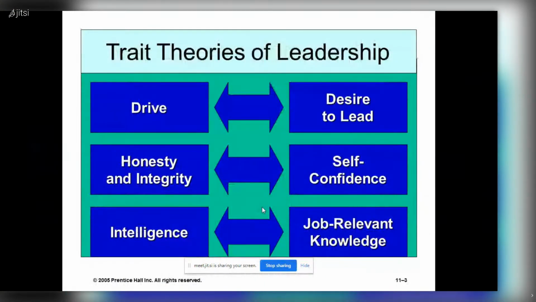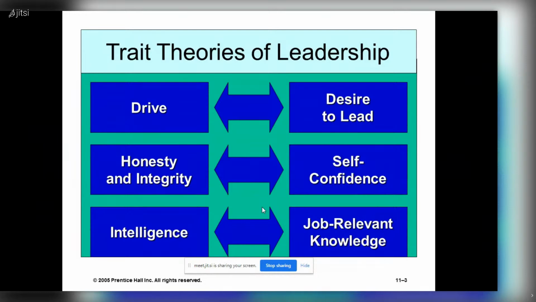So we were talking about intelligence. They need to be intelligent enough to interpret a large amount of information, and sometimes they need to be able to create visions. They should be in a position to solve problems, and they have to take the correct decisions. Right? So, job-relevant knowledge.